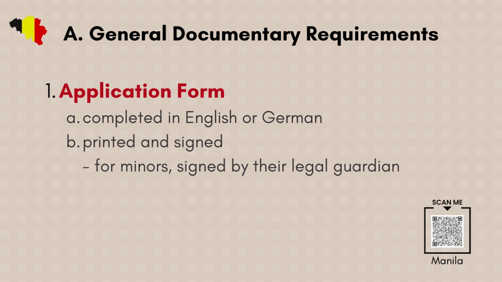First one, the application form. So the application form can either be completed in English or German. It must be printed and signed. Now for minor applicants, it must be signed by their parents or their legal guardian. So if you are from Manila, you can scan the QR code here and it will direct you to the application.